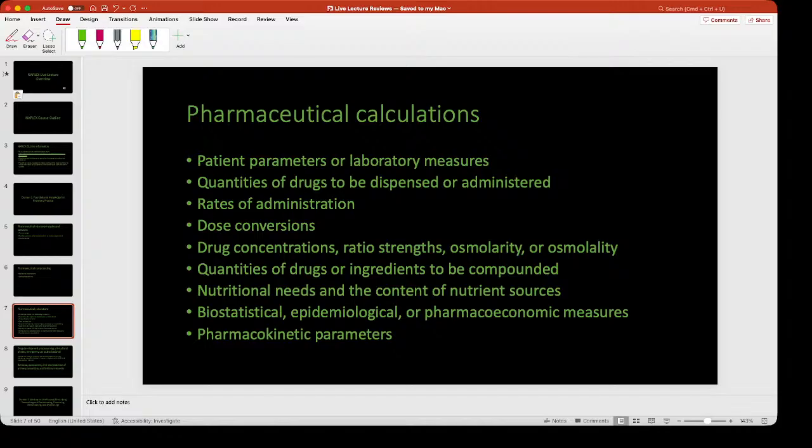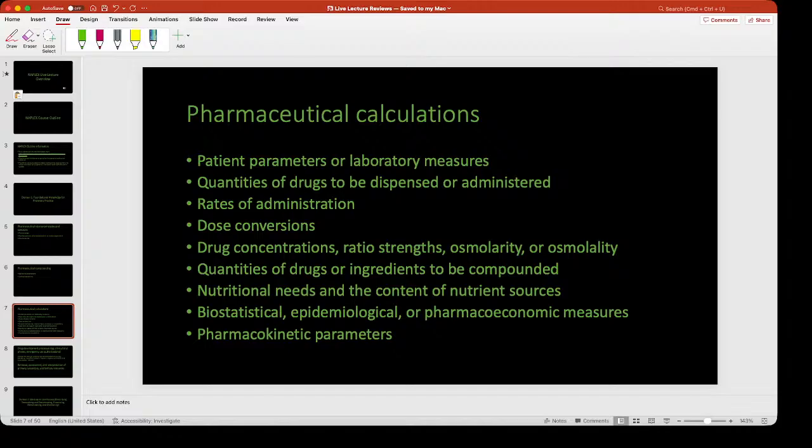Quantities of drugs or ingredients to be compounded. Going back to compounding, understand those quantities. That's very important. Sometimes doctors write a prescription and don't display the quantity of the medication. You have to figure that out, and it's quantity sufficient. So you have to see how much of it you need in compounding or in dispensing medications too, so you have to do a little bit of calculation there.